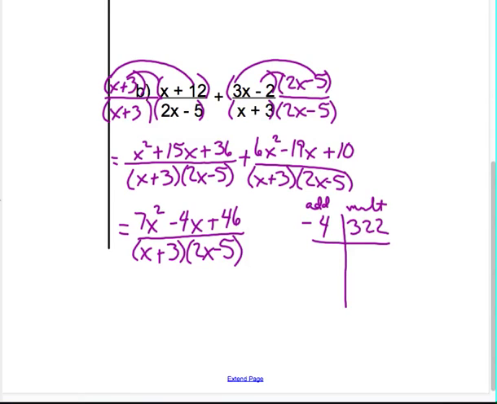May want to fast forward. I didn't have this one worked out ahead of time, so we'll see if I can come up with anything. And I'm not seeing any numbers that are going to work out for us. So I'm going to go ahead and distribute that denominator.